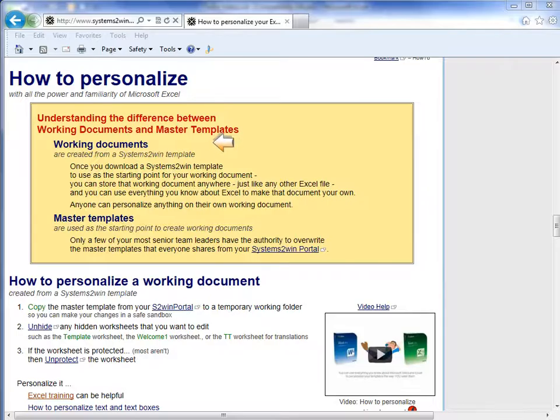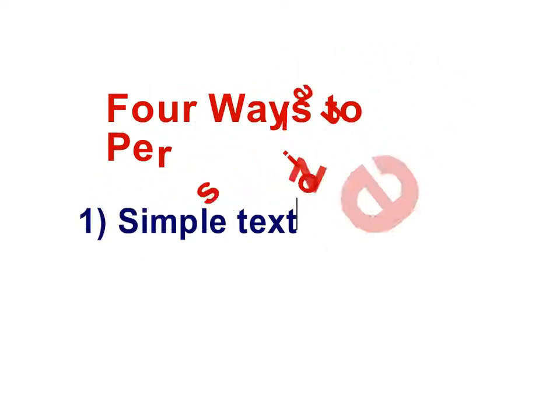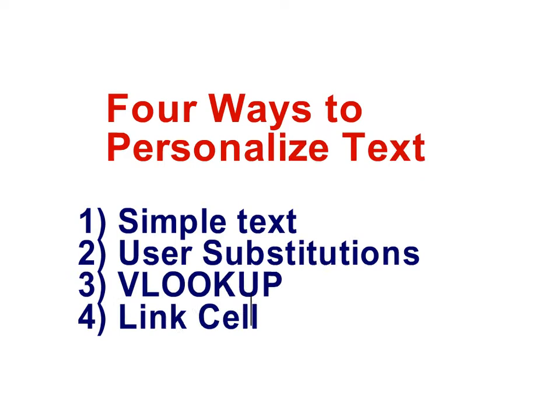Now, if you are the author of a working document and your people speak multiple languages, or you are a continuous improvement leader and you are personalizing a master template that will be used as the starting point for many authors to create their own working documents, then you should learn the other ways of personalizing text. Now, the advantage of simple text is that it's easy. The advantage of the other three methods is that you can use the Select Translation button to switch between multiple languages and or your own user-defined substitute phrases.